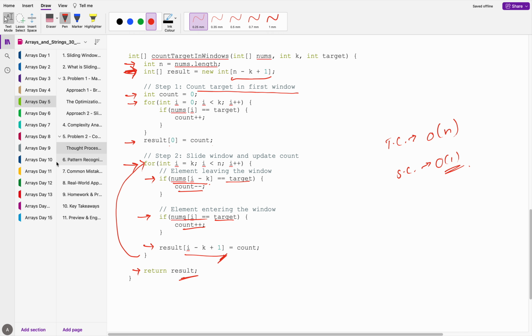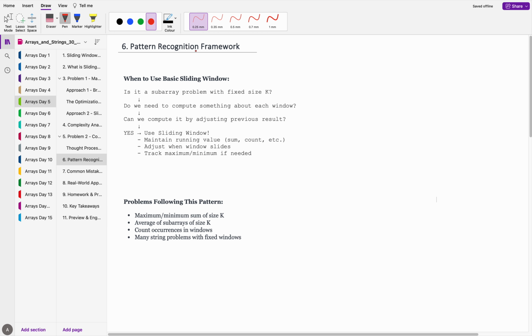Okay. Now, pattern recognition for the framework. Though we know how we are applying it here, how would you identify how it can be done? When to use basic sliding window? Let's see here. Once after reading the question, you need to ask these questions, and if the answer is in this flow, then you can probably apply this. So, is it a subarray problem with fixed size k? If yes, then do we need to compute something about each window? If yes, then can we compute it by adjusting previous results?